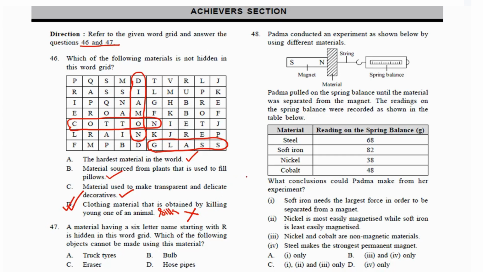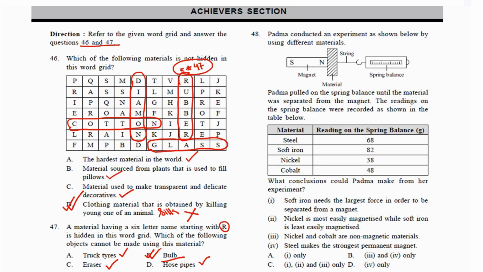Coming to question number 47. In 47 also we have to see the word grid. In the 47th question, it is written as a material having a 6-letter name starting with R is hidden in the word grid. Which of the following objects cannot be made using this material? Rubber tire, eraser, bulb, and hose pipes. So with R, we can make the 6-letter word that is called rubber, right? I'm just giving a star mark because it is the 47th question, right? So with rubber, we can make truck tires, we can make eraser, we can make hose pipes, but we cannot make the bulb. So bulb will be the correct answer, right?